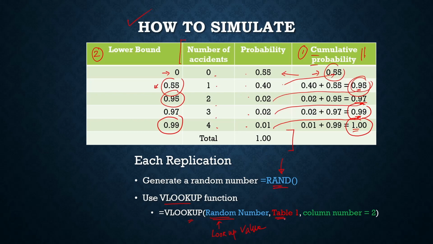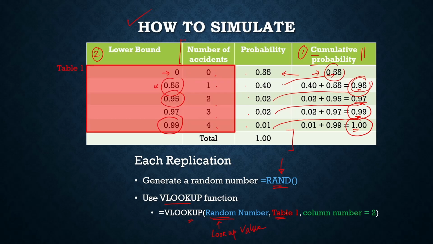Then the next argument is the table. What is the table? The table is this portion of the table. That means this lower bound and number of accidents. Please note very carefully that you have to define the table in a proper manner. That means you should not include the headings. You should only include the numerical part of the table and only these two columns, right? That will be your table. And what is the last argument? The last argument is the column number, which is always equal to 2. Why is it equal to 2?